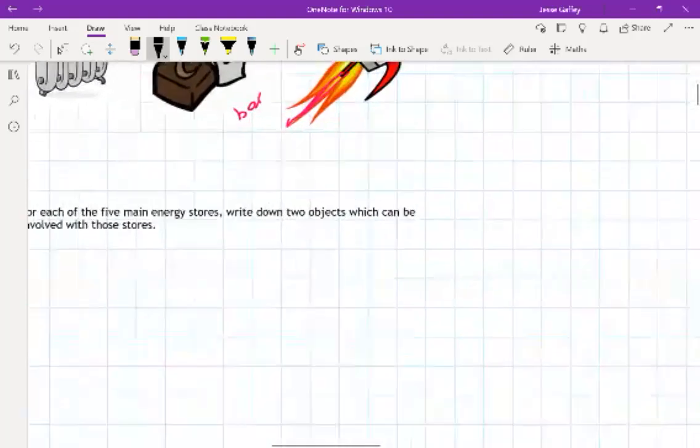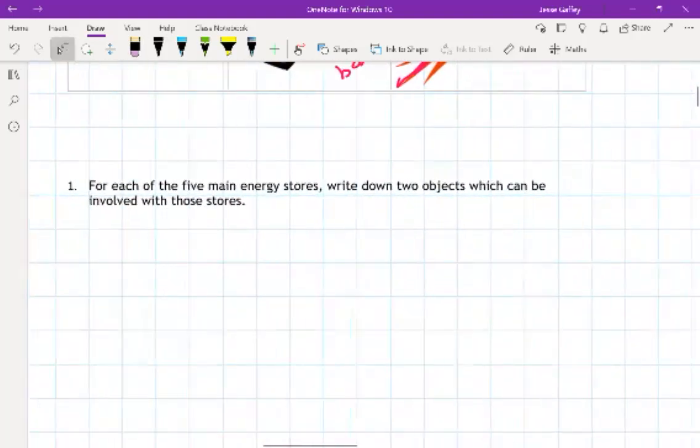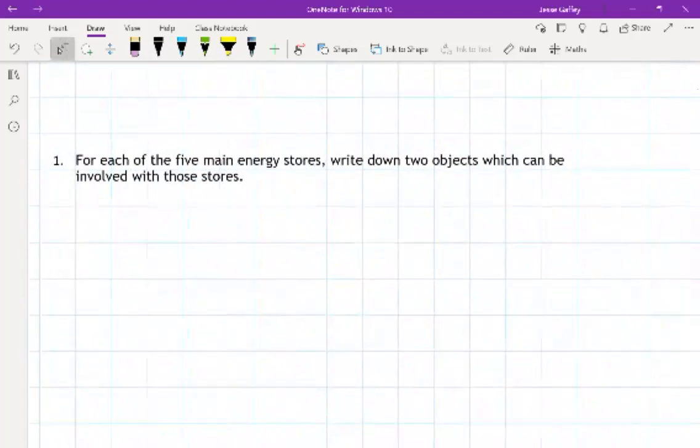Right, the next thing I want you to do, last question, is I want you to pause the video in a minute, and for each of the 5 main energy stores, I want you to write down 2 objects which are involved with these stores. Now, you can use any examples, but 2 objects which should be involved in these stores. Pause the video and do that now.